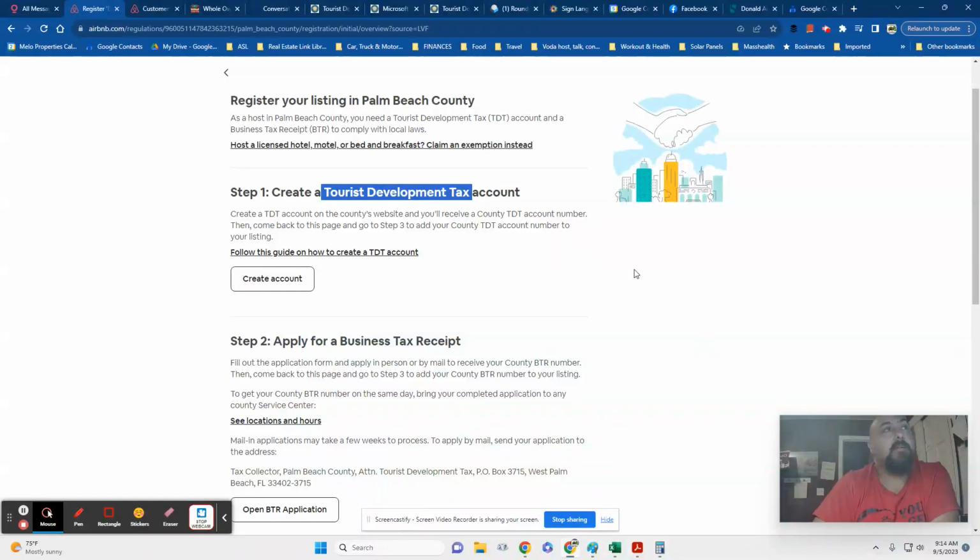I just got off the phone with Airbnb. With us, Airbnb takes out the money that they need to give to the county, the town, the city, and gives them the money. In this case, this is something in addition to that. You need to create the account. You need to manage it every month. If you make money per month, then you pay a certain amount of taxes on that money that you make, and it's in addition to what Airbnb does. Then once you've got this tourist development tax, then you need a business tax receipt.